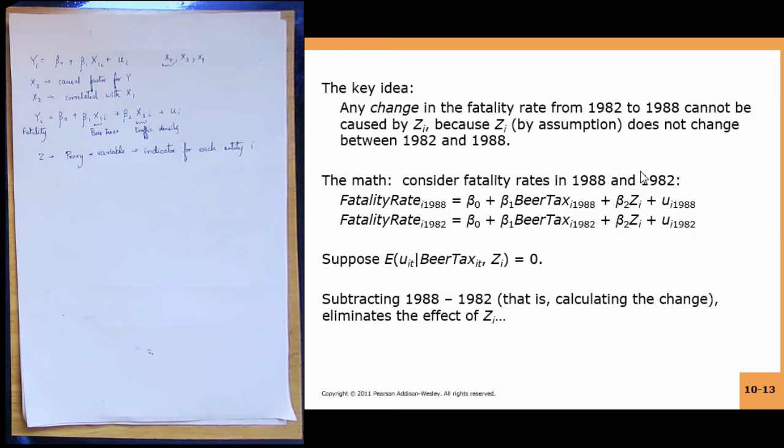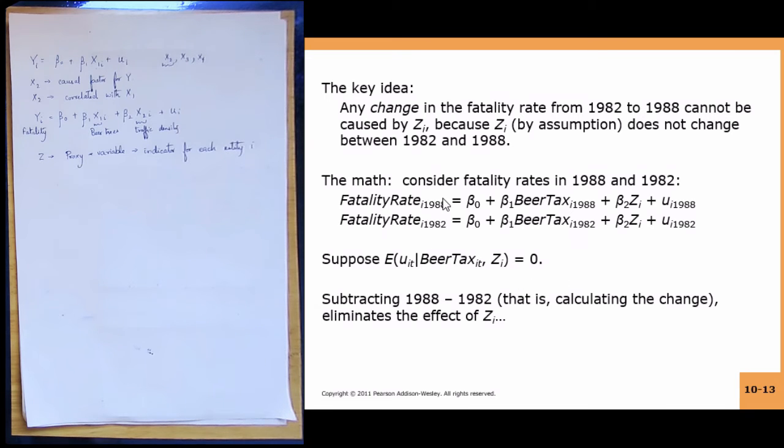Suppose after taking into account beer tax and ZI, whatever error you have is completely random. It has zero mean. If you remember, one of the assumptions for performing OLS is that the conditional mean of the error term, after including all the other terms, should be 0. So this is what we are saying. Expected value of UIT given beer tax IT and ZI is equal to 0.